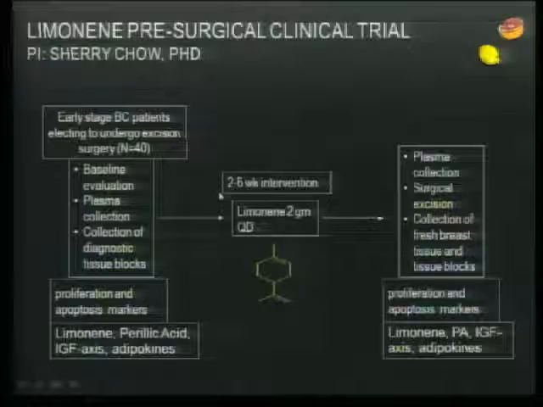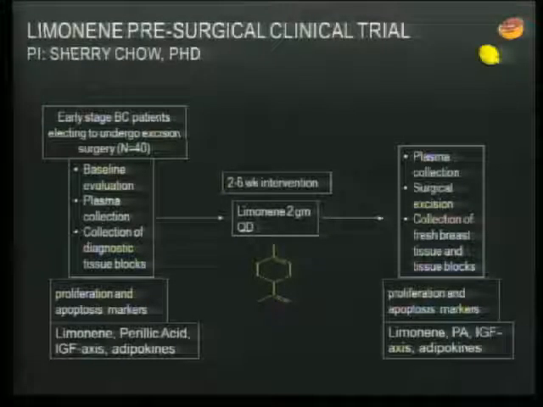Participants were on limonene for 2 to 6 weeks. The reason for this range in time is because these are early-stage breast cancer patients electing to undergo surgery, and so we couldn't ethically extend the time till their surgery, so we kept them on limonene as long as they were willing. The average time on agent was 21 days. Participants took 2 grams of limonene daily, and after the intervention, again, we collected plasma and measured limonene and perillic acid and these IGF axis and adipokine markers.